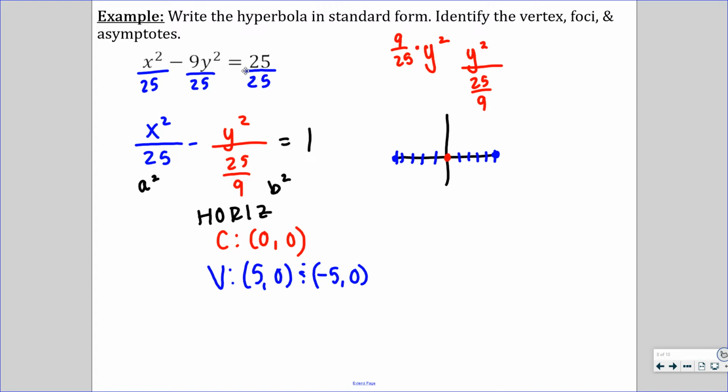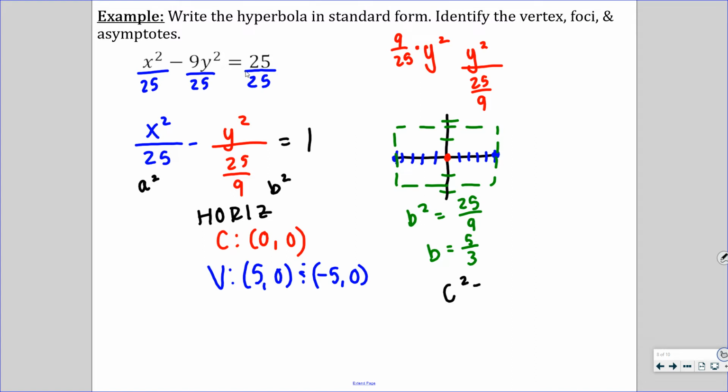Okay, let's go ahead and draw in our box. I know b squared is 25 ninths, meaning b, square the top, square the bottom, is 5 thirds. That's 1 and 2/3. So to draw your box, just do 1 and about 2/3 of the way. They don't ask me to state where my co-vertices are, but this will give us a visual for our asymptotes.